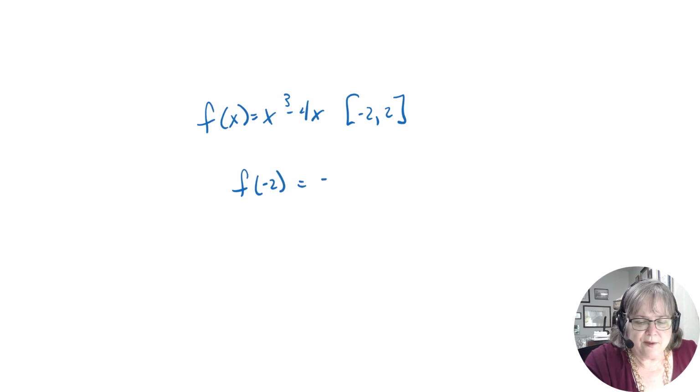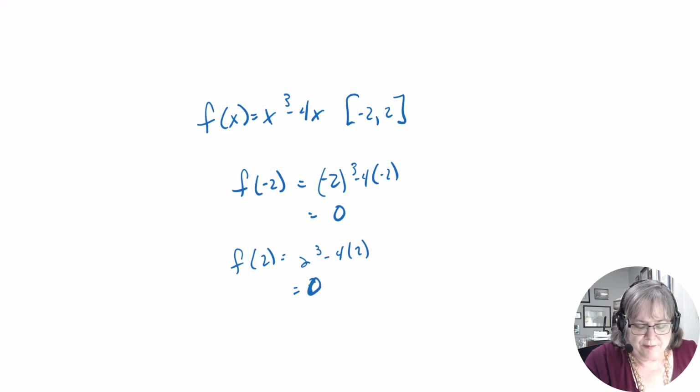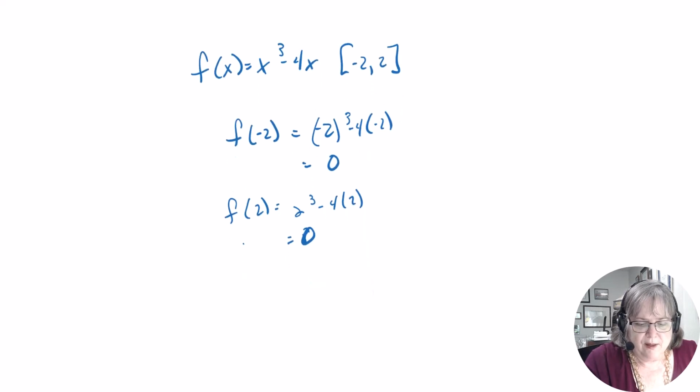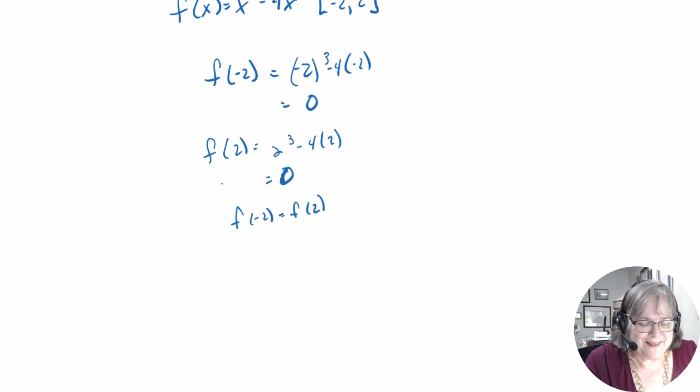So f of -2 is -2 cubed minus 4 times -2. So this turns out to be 0. F of 2, excuse me, is 2 cubed minus 4 times 2. So this is 0. They don't always turn out to be 0. There'll be one here in a minute that doesn't, but it just sort of makes the math easier here.